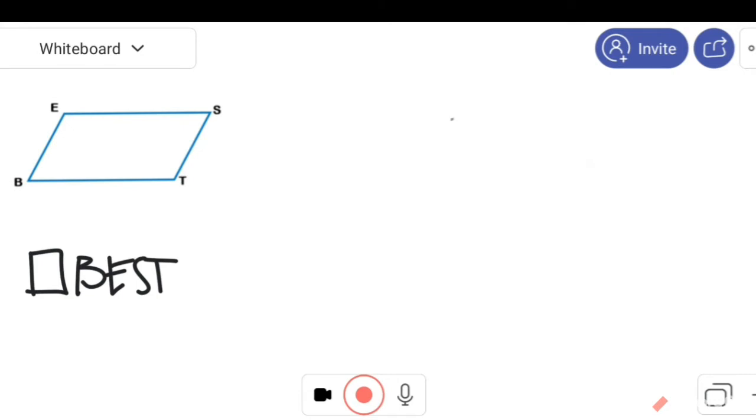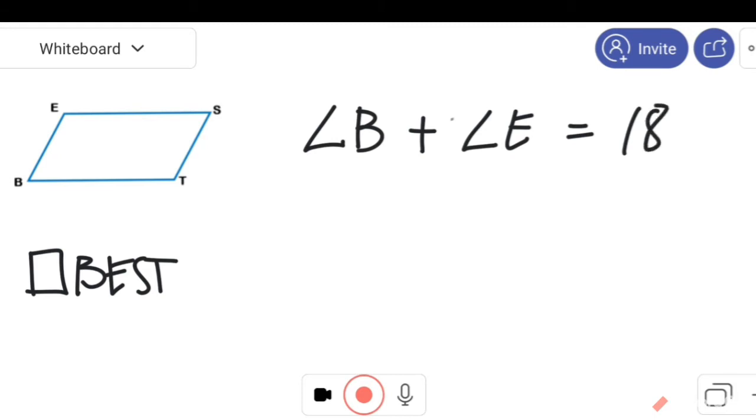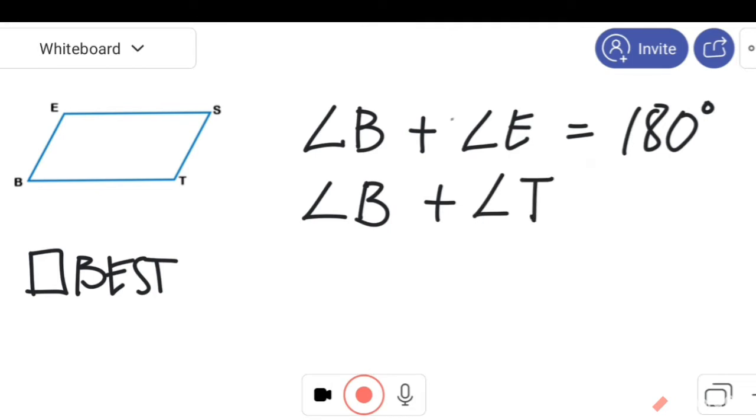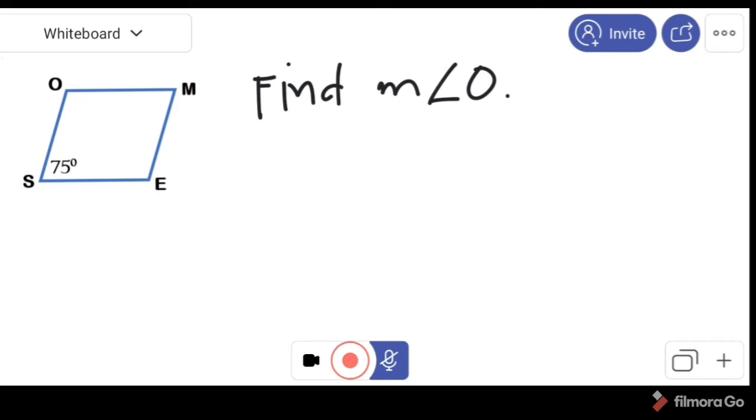Let us write consecutive angles that are supplementary in an equation. So we have angle B plus, which one is its consecutive? Okay, let's have angle E is equal to 180 degrees. Or we can also have angle B plus angle T, which is consecutive to B, is equal to 180 degrees.